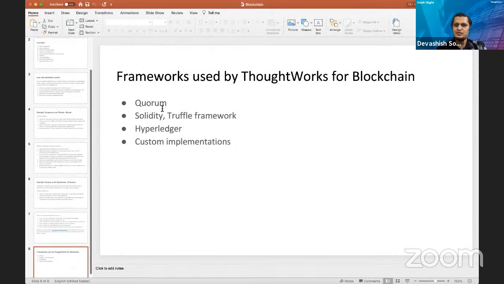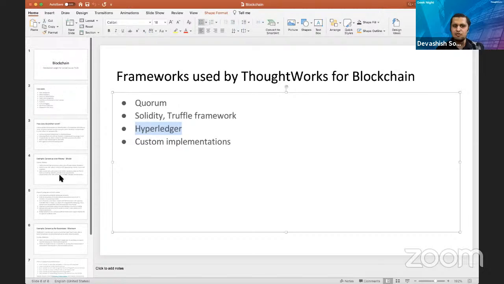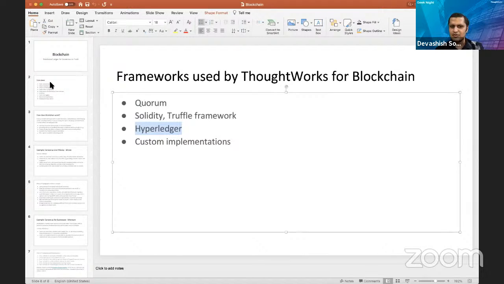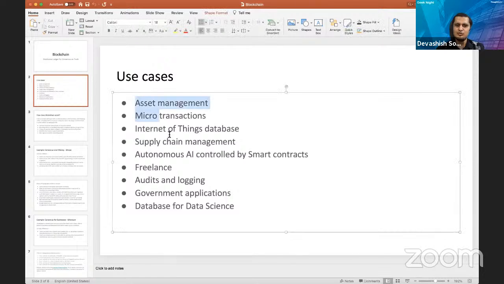Some of the frameworks that we have used in the past at ThoughtWorks are Quorum, Solidity, Truffle, and something known as Hyperledger, which has its own fabrics. These contracts are known as fabrics and hyperledgers. And there are so many use cases here.